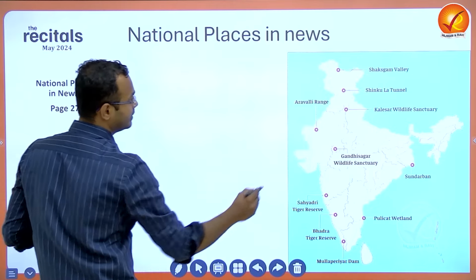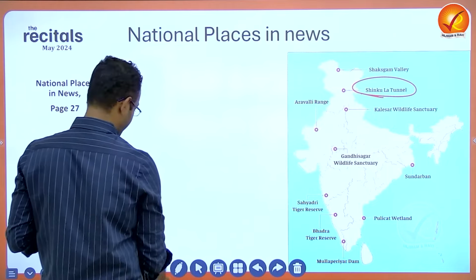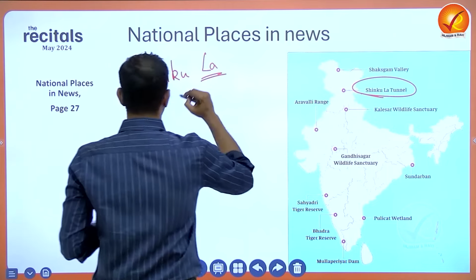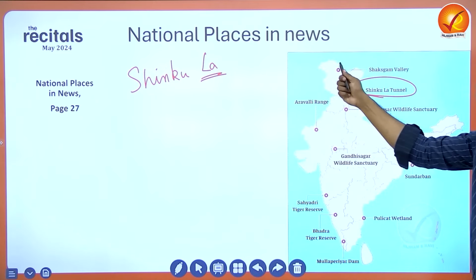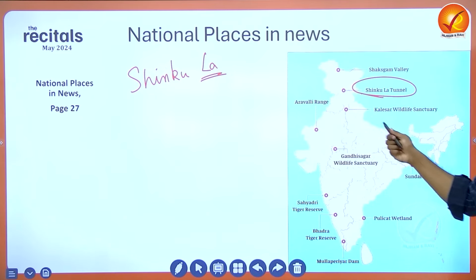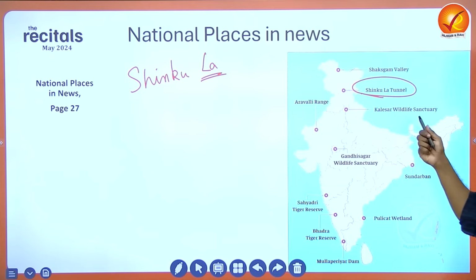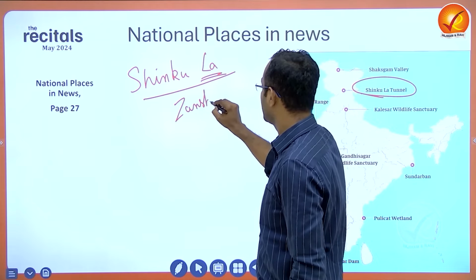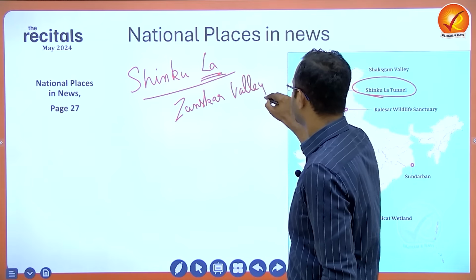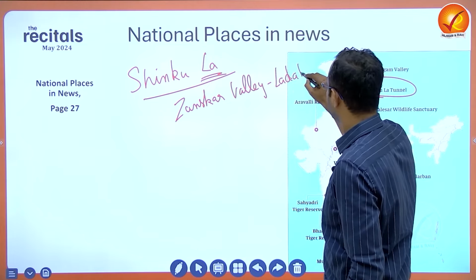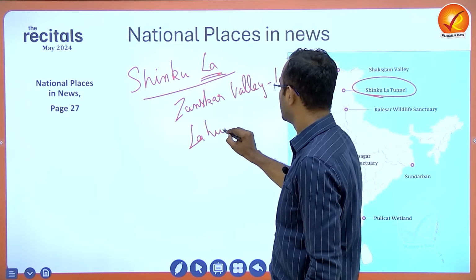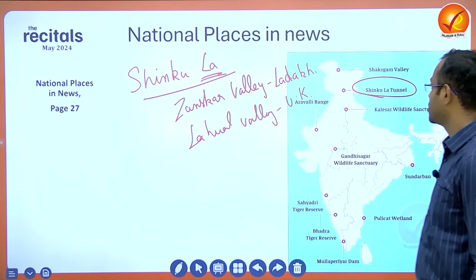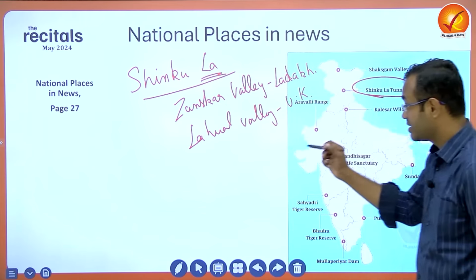Moving to the second location, Shinkunla Tunnel. See, the word La, whenever you come across it in Himalayan regions, indicates a mountain pass. Shinkunla is a pass that connects Zanskar Valley in Ladakh with Lahul valley, in the Shinkunla region. Now, this is with respect to Shinkunla.